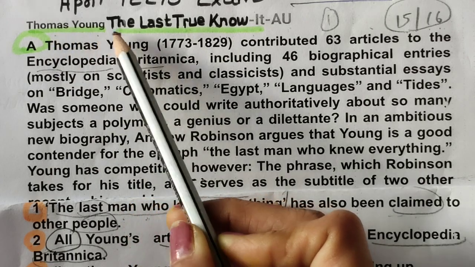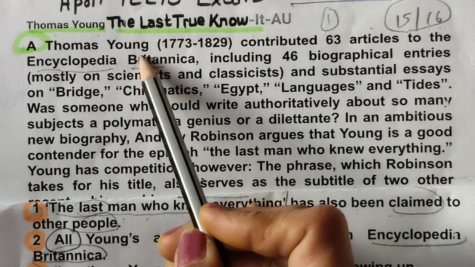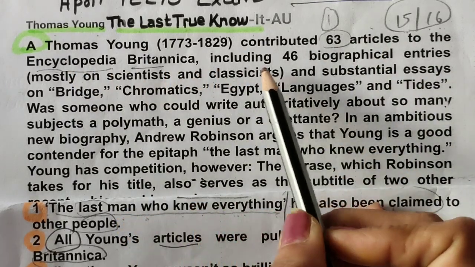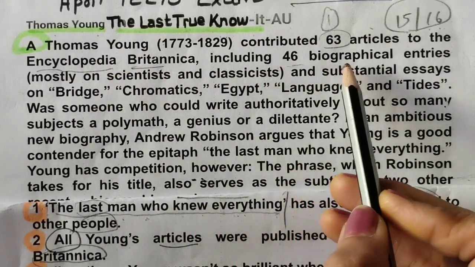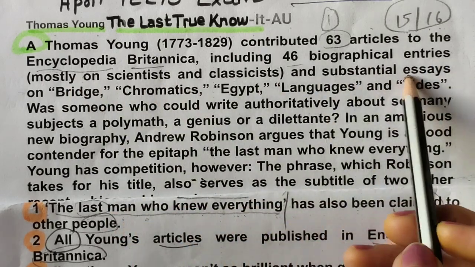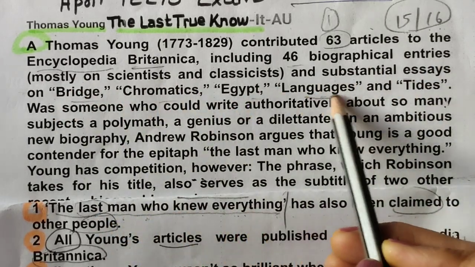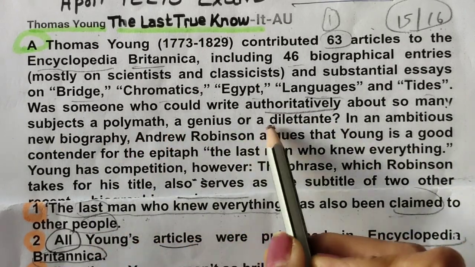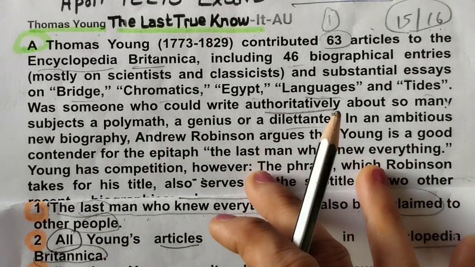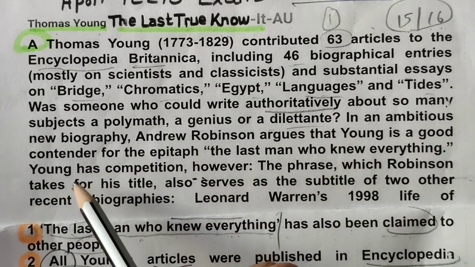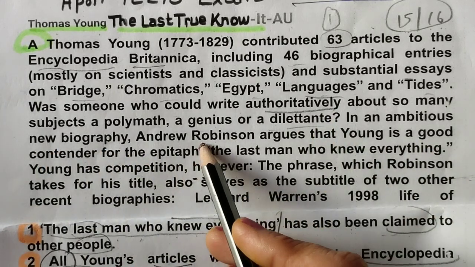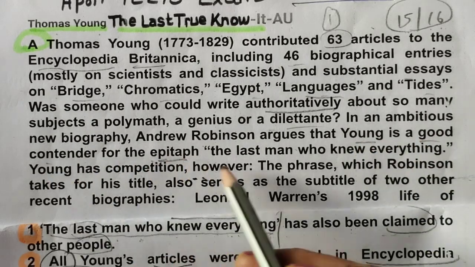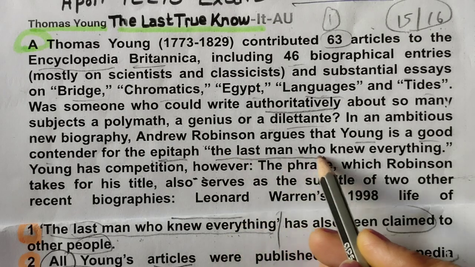So Thomas Young, the last true no. Okay, Thomas Young contributed 63 articles to the Encyclopedia Britannica, including 46 biographical entries, substantial essays on bridges, languages and tides. Was someone who could write about so many subjects a polymath, a genius? In an ambitious new biography, Andrew argues that Young is a good contender for the epitaph, the last man, okay, inverted comma words are there.